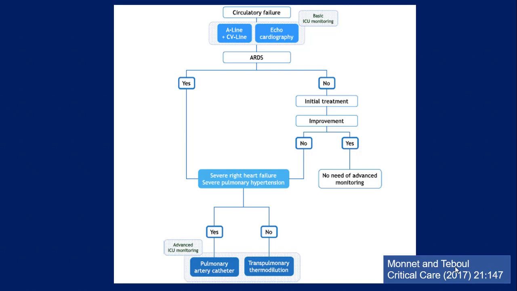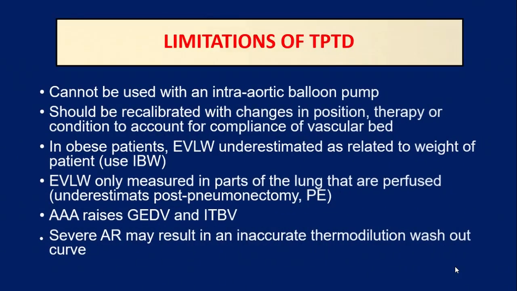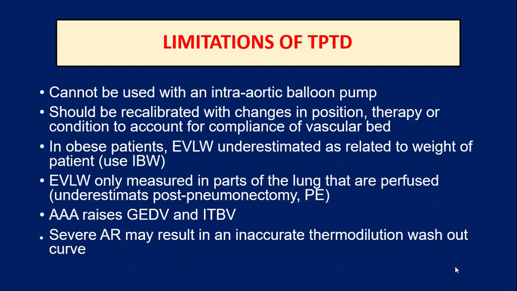If the patient is not having ARDS, give initial treatment and look for improvement. If no improvement, then you can go through the same algorithm again. So, a limitation: transpulmonary thermodilution cannot be used with an intra-aortic balloon pump or with ECMO, because in ECMO also the dynamics will change. It should be recalibrated with changes in position, therapy or condition to account for the compliance of the vascular bed.